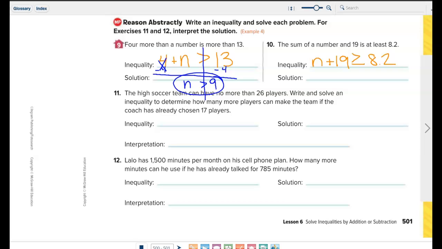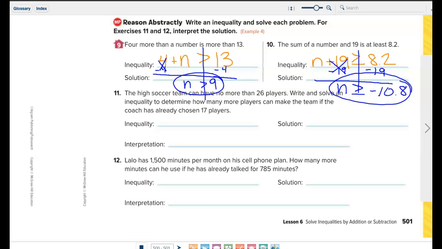Now we have to solve it. I always work on the side that has the variable, so I have a plus 19. In order to get rid of a positive 19, I'm going to add a negative 19 or subtract 19. This makes a 0 pair. I have n. My sign stays the same. And if I type in my calculator 8 2/10 minus 19, I get negative 10 8/10. And there's your answer for that one.